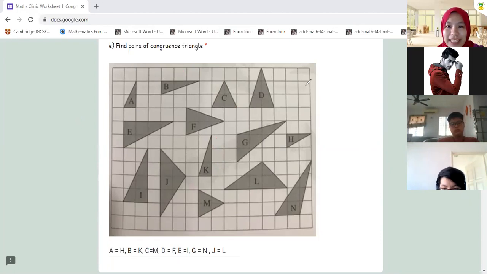Okay, since you have the grid square here, this grid square will help you to find out the real size of the triangle. Look at B, for example, here. You are having three grid squares, three small squares here. So find which triangle has three squares. So K. So B is corresponding to K. B is congruent to K. What is the congruent symbol? Earlier we saw this is the symbol. B is congruent to K. Okay?